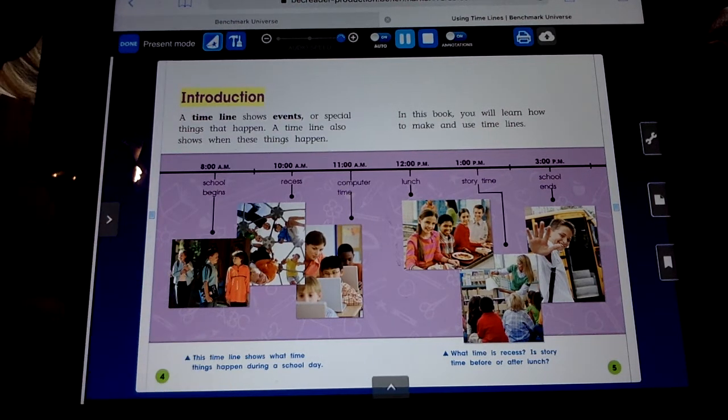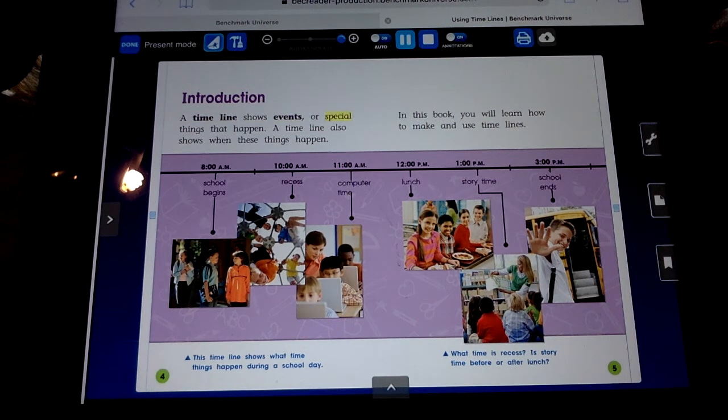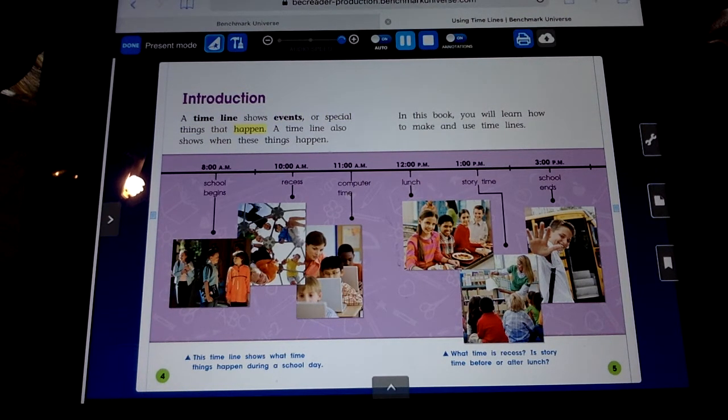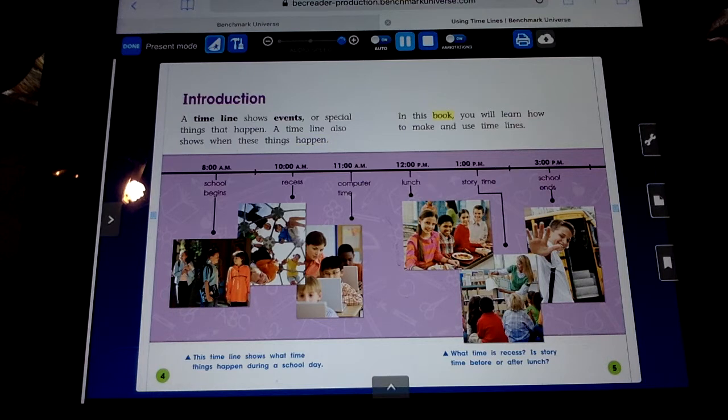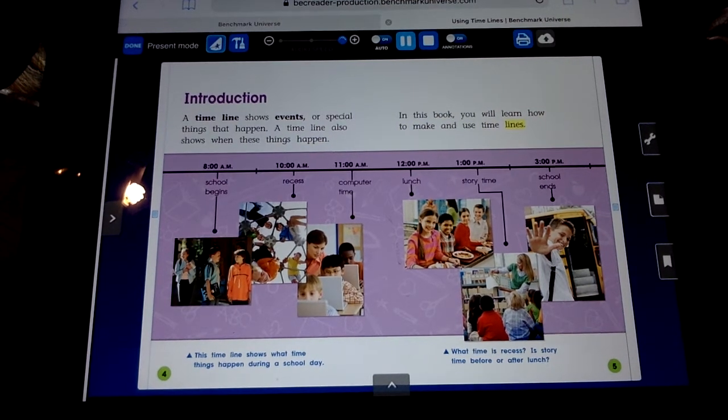Introduction. A timeline shows events or special things that happen. A timeline also shows when these things happen. In this book, you will learn how to make and use timelines.